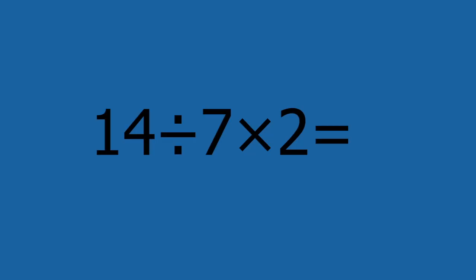So let's start with a simple problem. 14 divided by 7 times 2. Take a few seconds. If you feel like you got the answer, please put it in the comment section and why you think your answer is the correct answer. Got it? Good. So the common answer for that question is actually 4 and 1. I'm not going to tell you the answer just yet.